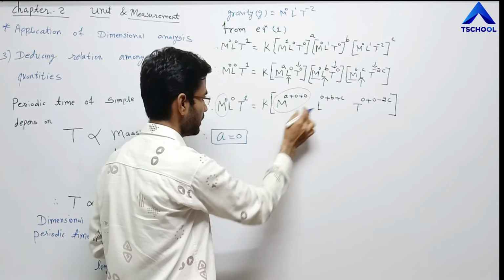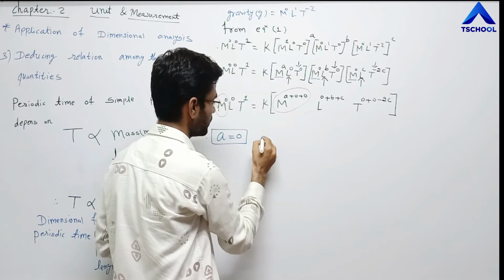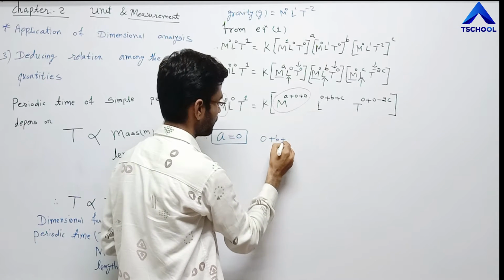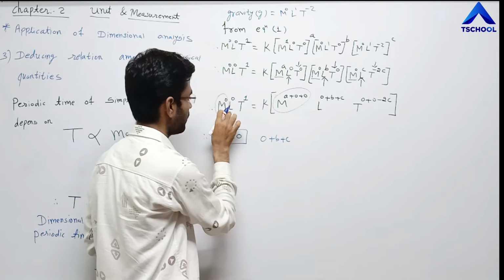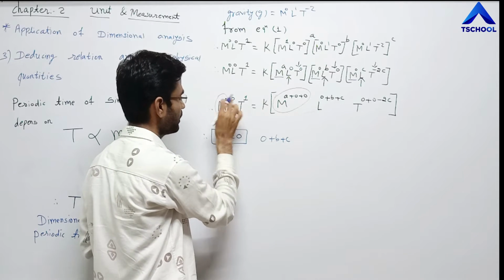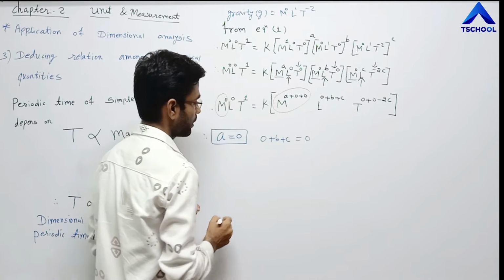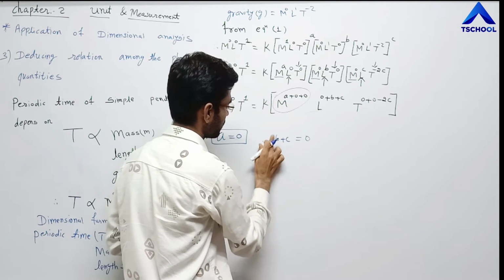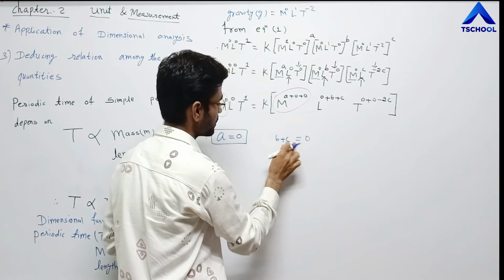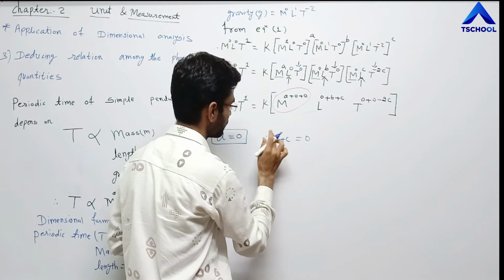Right hand side L power 0 plus B plus C and left hand side L power 0 is equal to 0. Therefore B plus C is equal to 0.